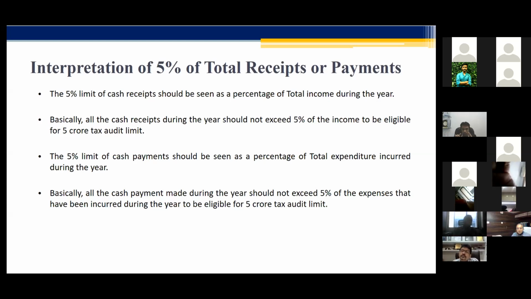So in my clear view, it should be incurred during the year. If it is incurred, it will appear in my P&L. Then I calculate my cash payments during the year and I apply that ratio to the total expenditure which I have claimed. That's the wholesome view which I would like to tell. We can take the questions on this in the last.